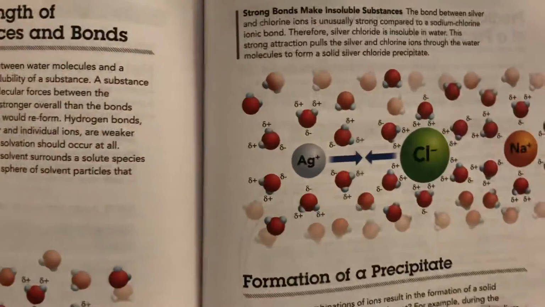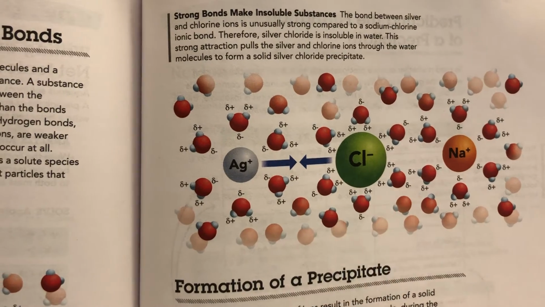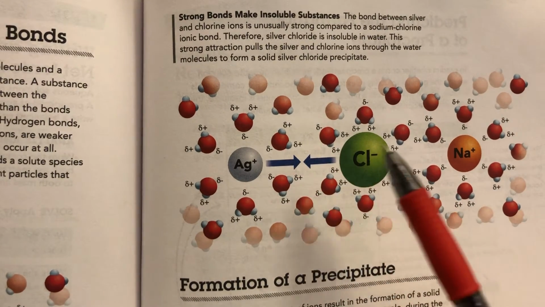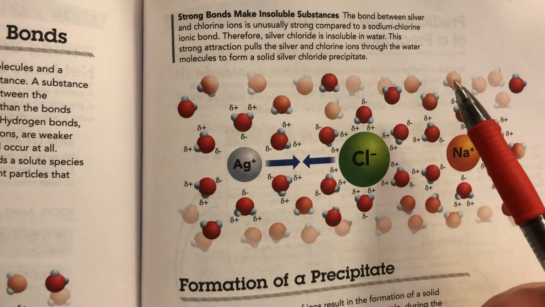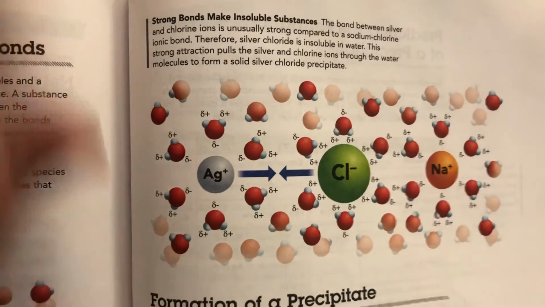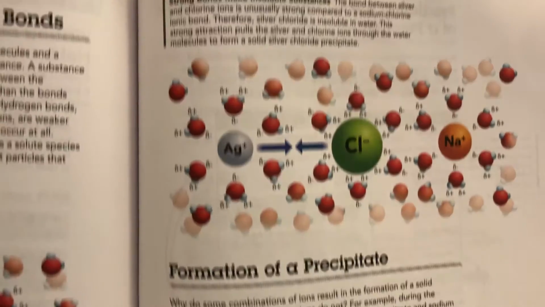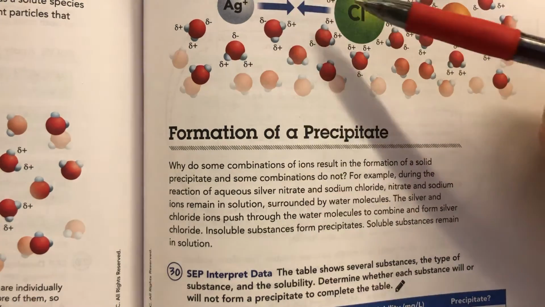What we're noticing is that the strength of the bond between silver and chlorine is strong enough to overcome this solvation shell. While sodium and, it's not shown here, the nitrate will stay as ions in the solution. What happens is it forms a precipitate, and it comes out of solution.